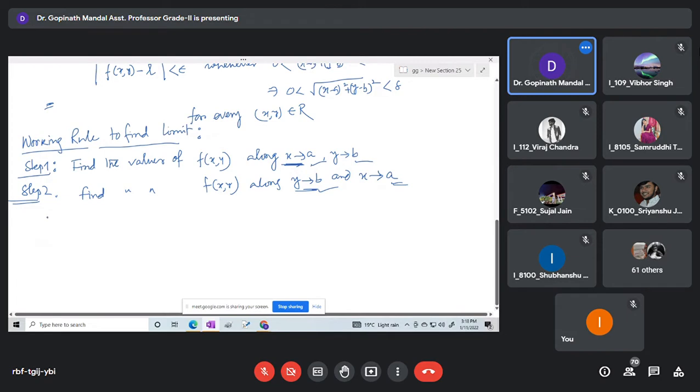If the values of f(x,y) in step 1 and step 2 both remain the same, then we say that the limit exists, otherwise not.